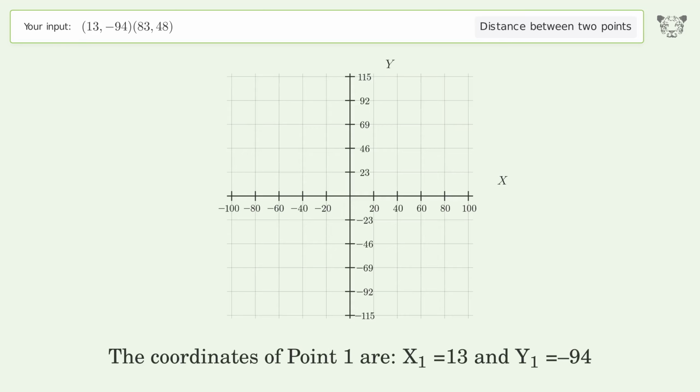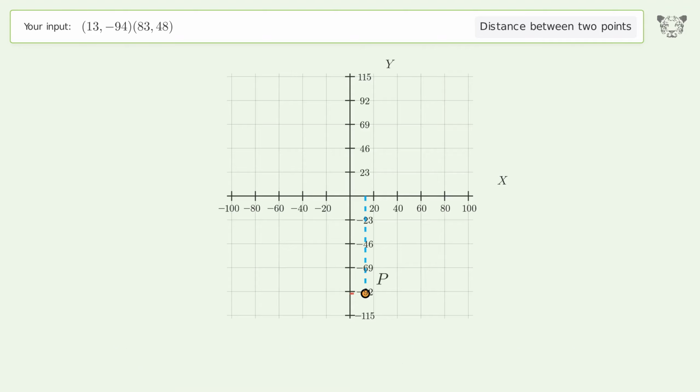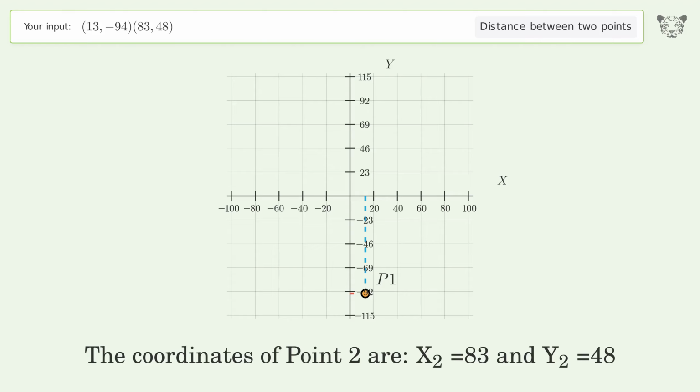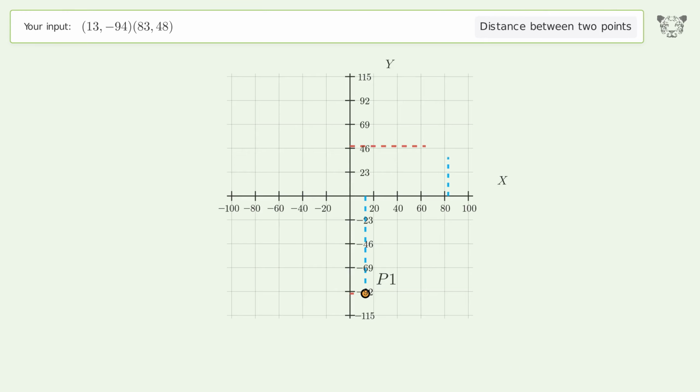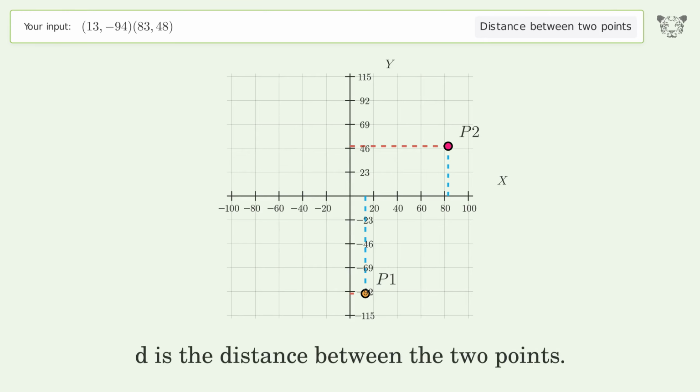The coordinates of point 1 are x1 equals 13 and y1 equals -94. The coordinates of point 2 are x2 equals 83 and y2 equals 48. D is the distance between the 2 points.